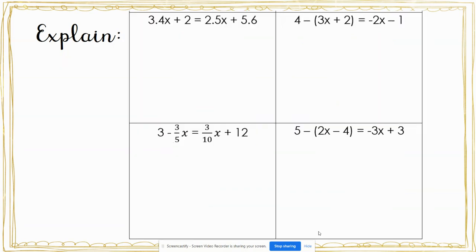Next, I have 3.4x plus 2 equals 2.5x plus 5.6. Well, when I look at the left side of this equation, nothing can be simplified. And when I look at the right side of the equation, nothing can be simplified there. So I'm just going to start by using inverse operations to solve. Well, I see that I have a variable on both sides, so I need to move one of those. Since 2.5 is smaller than 3.4, I'm going to move that first. So since that's a positive 2.5, I am going to subtract 2.5x from both sides of the equation.